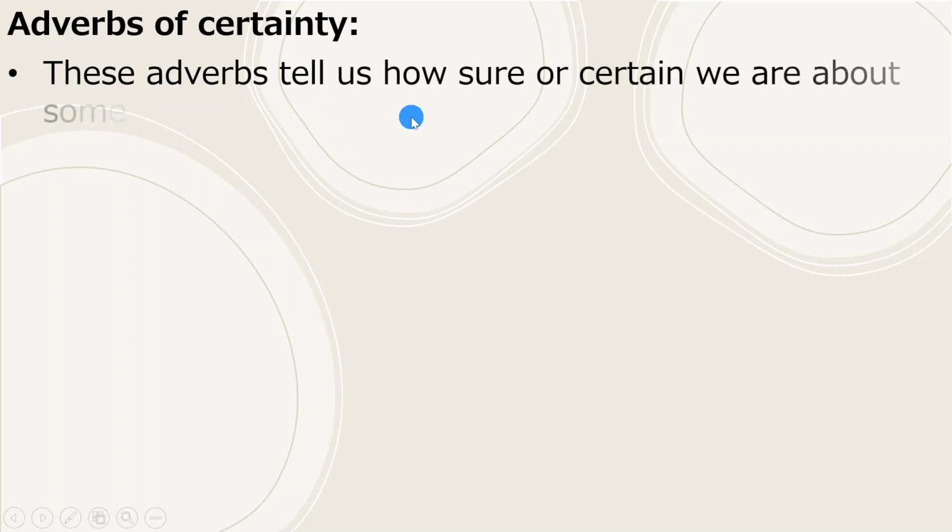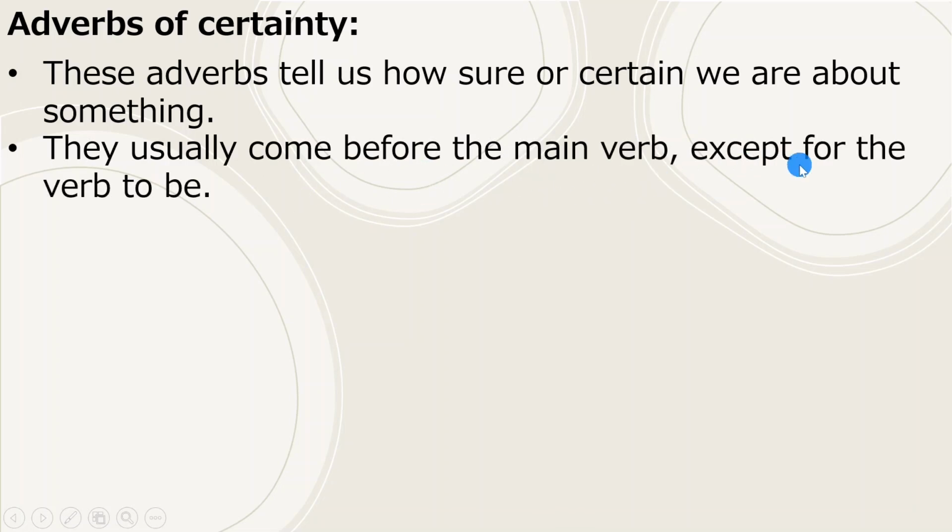So we move to adverbs of certainty. What do adverbs of certainty do? These adverbs tell us how sure or certain we are about something. Like you are at the station, then you say, the bus is about to come. Then someone asks you to affirm how sure you are that the bus is coming. So you use adverbs of certainty to show how sure you are. They usually come before the main verb, except for the verb to be.